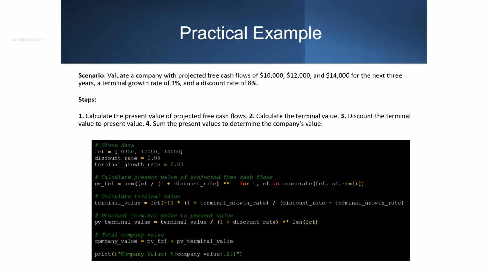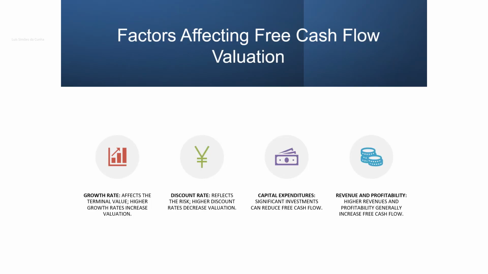Let's value a company with projected free cash flows of $10,000, $12,000, and $14,000 for the next 3 years, a terminal growth rate of 3%, and a discount rate of 8%. First, calculate the present value of the projected free cash flows. Next, calculate the terminal value and discount it to present value. Finally, sum the present values to determine the company's value, which in this case is $68,209.07.